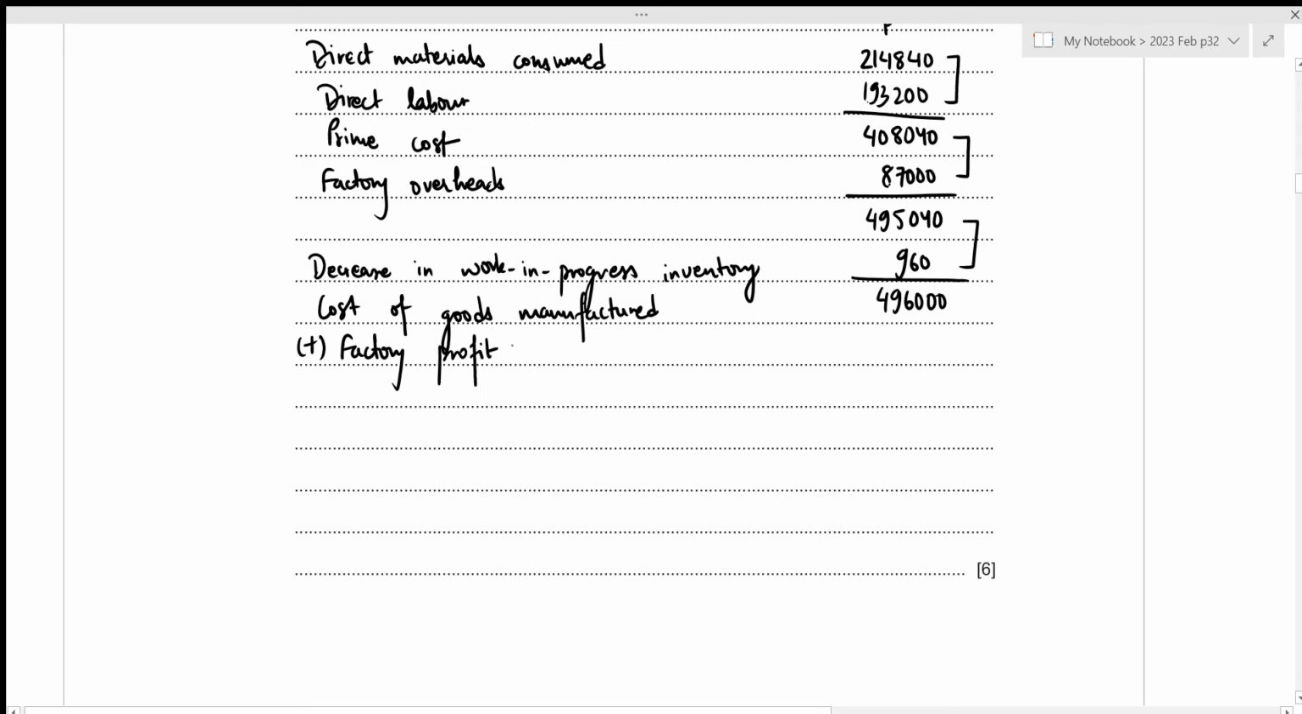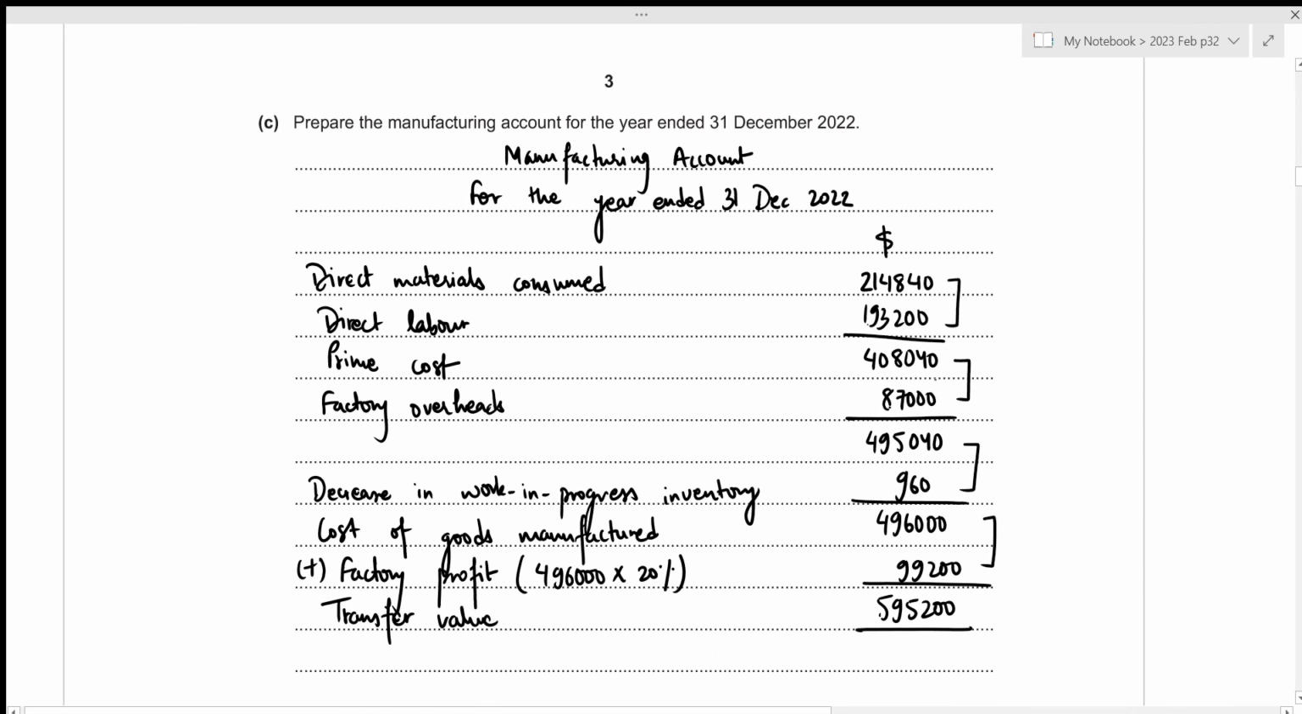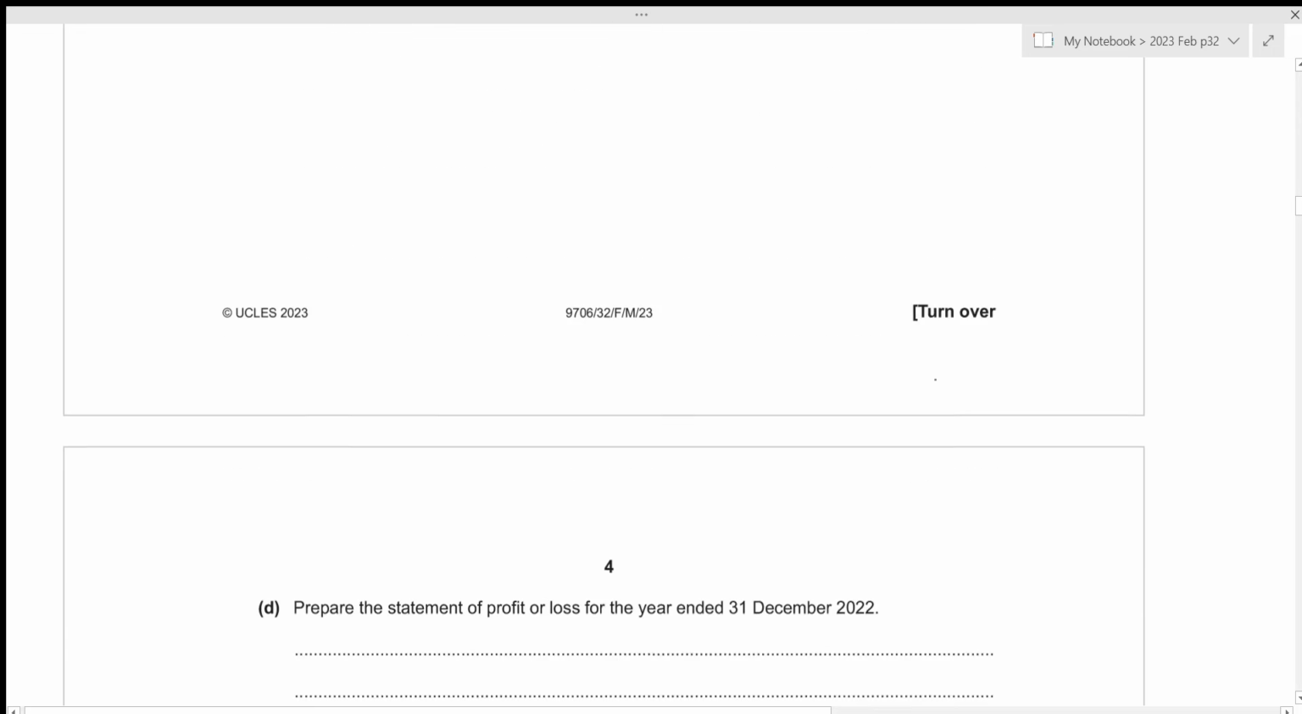And we were given the rate of factory profit to be 20%, which means that the factory profit is just going to be the cost of goods manufactured of 496,000 times the rate of factory profit. This gives our factory profit to be 99,200. Now if we add our cost to the profit, we will get our transfer price or transfer value. In this case, that's going to be 496,000 plus 99,200, which results in 595,200. This concludes our manufacturing account as well as the third part of this question. Let's move towards the fourth one.